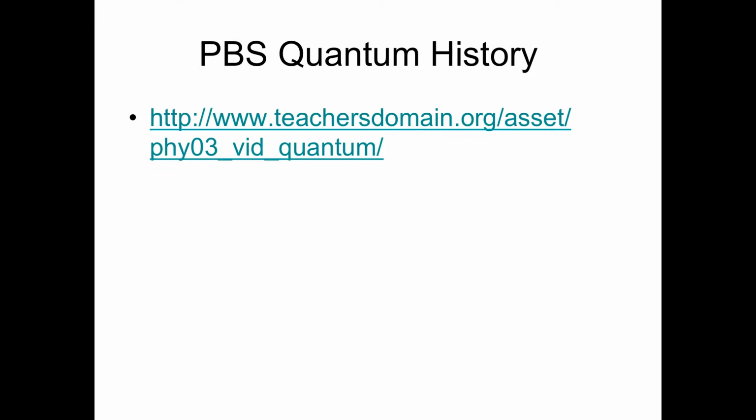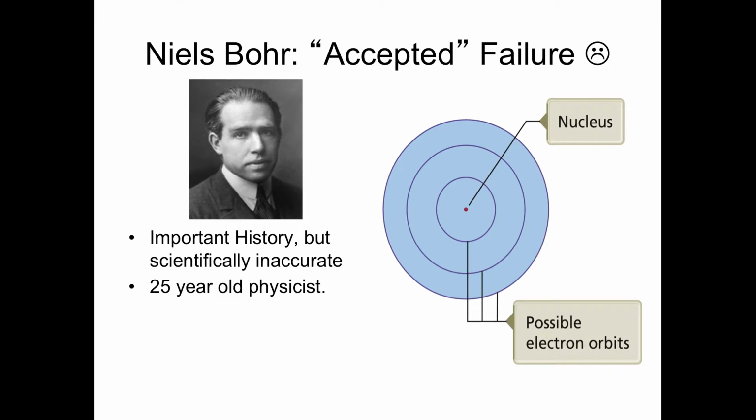The first guy that I'm going to talk to you guys about is Niels Bohr. He was basically kind of like an accepted failure. He was important in history, but scientifically, his ideas were sort of inaccurate. Now, what Niels Bohr did was he tried to decide, well, where is the electron in the nucleus? So this little center red dot right here, this is the nucleus of my atom. And these rings are where an electron must orbit. It could orbit on this ring, it could orbit on this ring, it could orbit on this ring. If I had another ring on the outside, it could also possibly orbit on that.